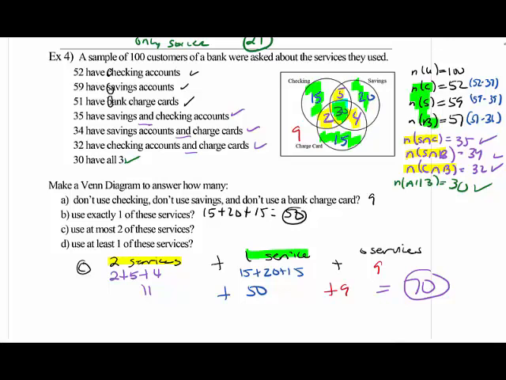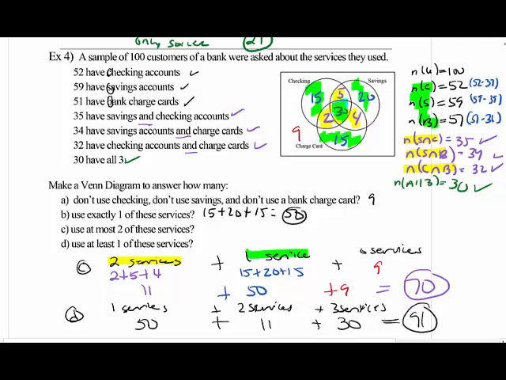So one more. We're going to do D. D says at least 1, so that means 1 service, 2 services, or 3 services. Why I do it like this as well is because I've already done some of these right above, and I don't have to do it again. 1 service is 50. We did that in B. We also did that again in C. 2 services is 11. 3 services is that middle piece, which is the 30. We actually did this because at least one of the services means anything in any of the circles, so we should get a total of 91 for that answer.